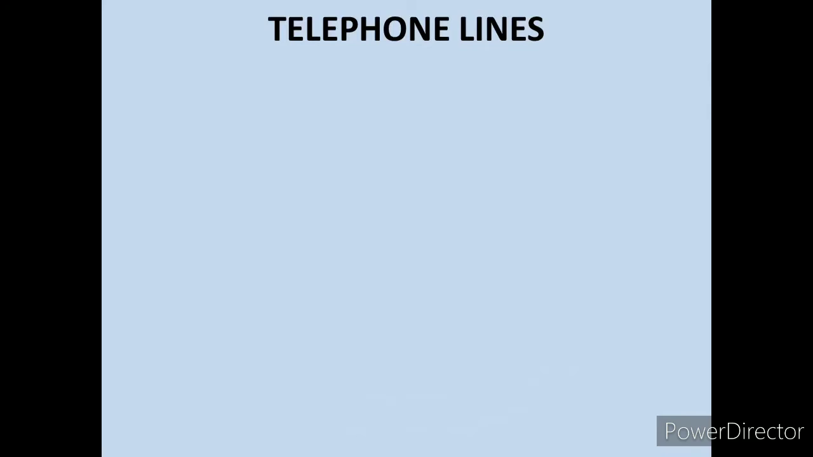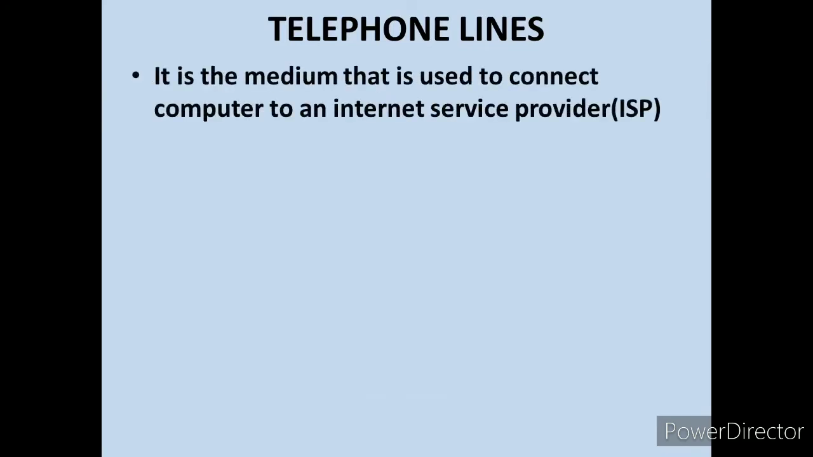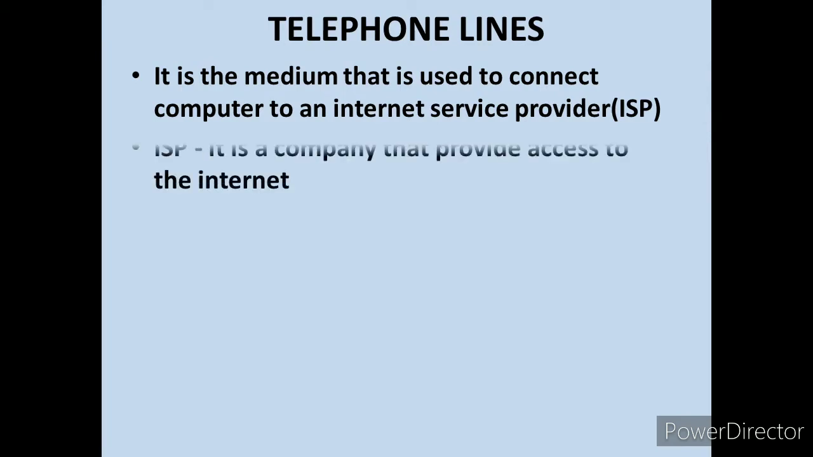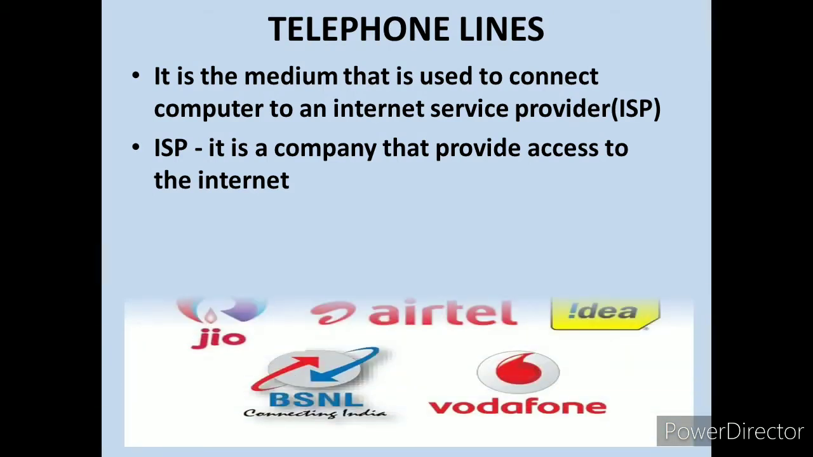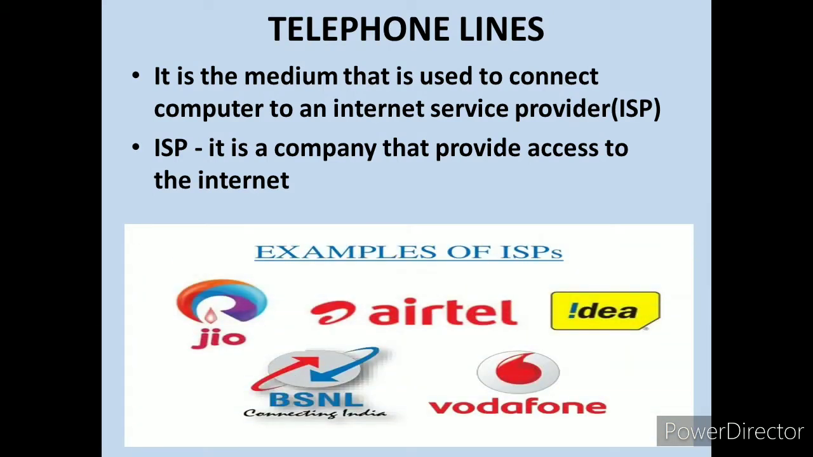Next, telephone lines. A telephone line is a medium that is used to connect a computer to an internet service provider. Our computer systems are connected to the internet service provider with the help of the telephone line. And what is an internet service provider? It is a company that provides access to the internet. जो हमें इंटरनेट प्रोवाइड करती हैं उनको हम इंटरनेट सर्विस प्रोवाइडर्स बोलते हैं. Examples of internet service providers are Jio, Airtel, Idea, Vodafone, BSNL. All of you know this.